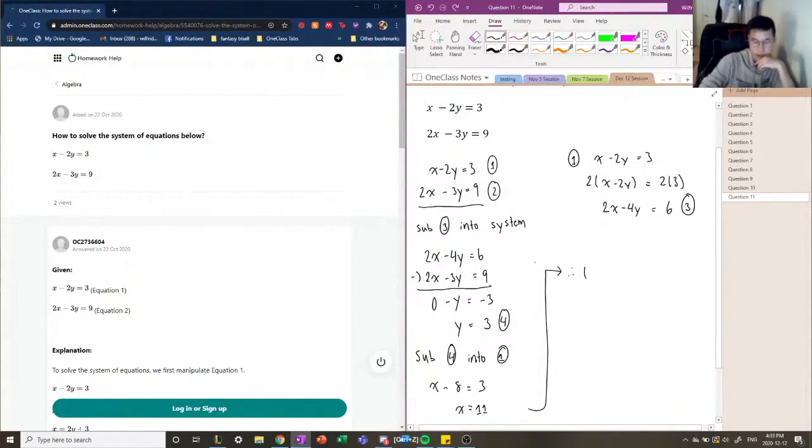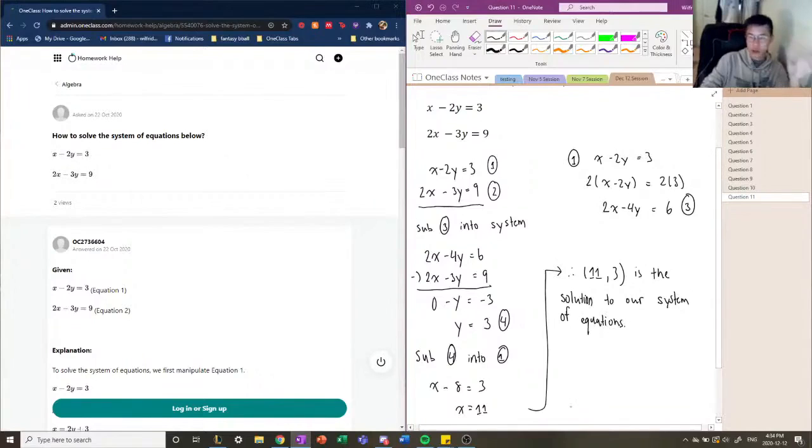11 and 3 is the solution to our system of equations. Okay.